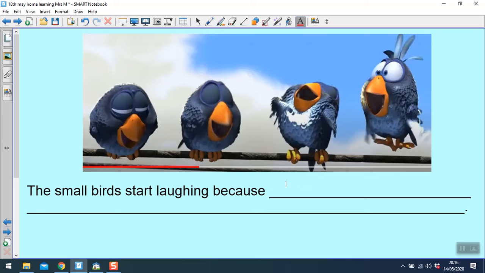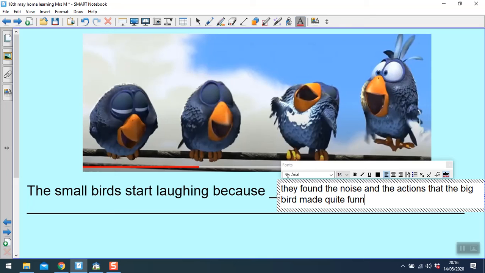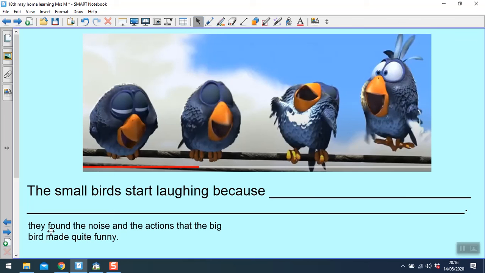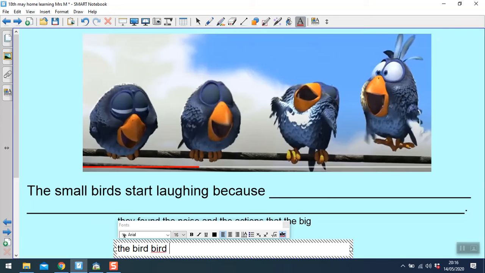Okay, I'm going to write the small birds start laughing because they found the noise and the actions that the big bird made quite funny. What else could you have in there? Because the big bird was waving and making noises that they found funny.